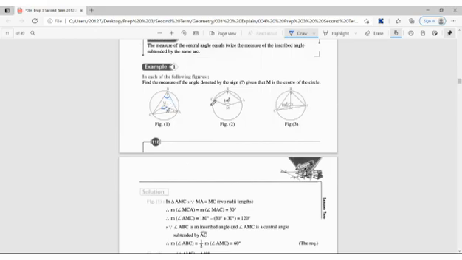Okay. How can I find the measure of the central angle AMC? Look here. We have a small triangle called MAC. And he gave me the measure of the angle MAC, which is 30 degrees. What can I do with this 30 degrees?